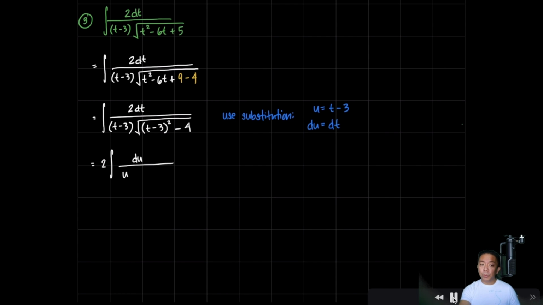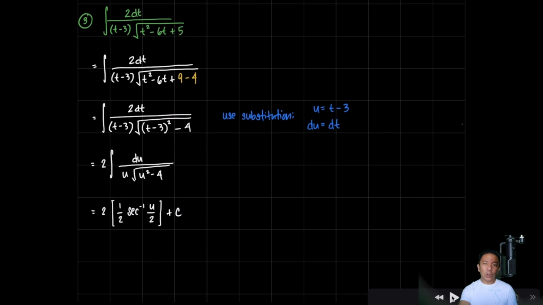Labas na natin yung 2. So du over u times square root of u squared minus 4. We know that this is equal to 2 times 1 over the square root of 4. Kasi 4 is 2 squared. So 1 over 2. Arc secant of u over 2 plus our constant of integration.